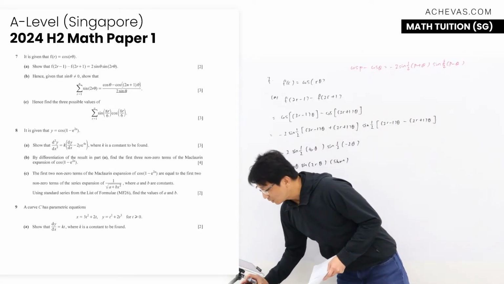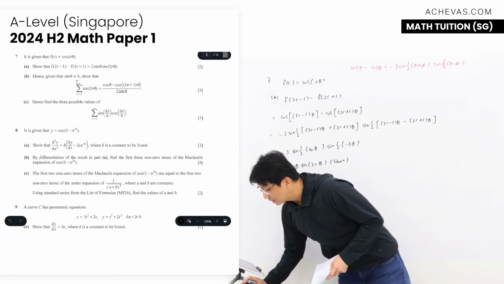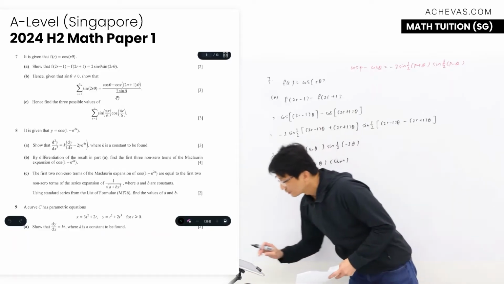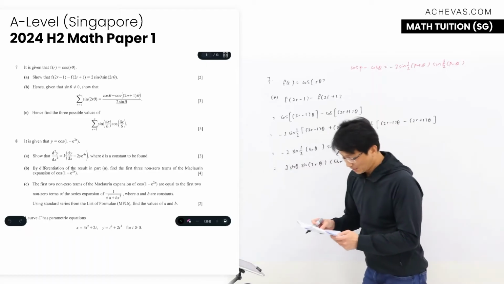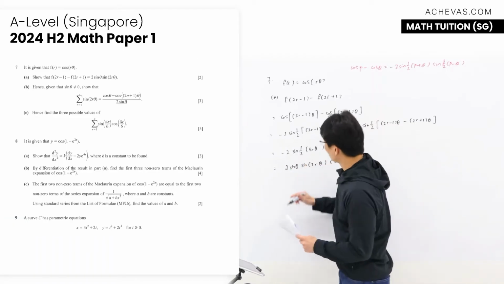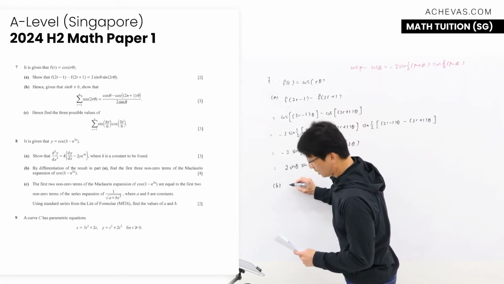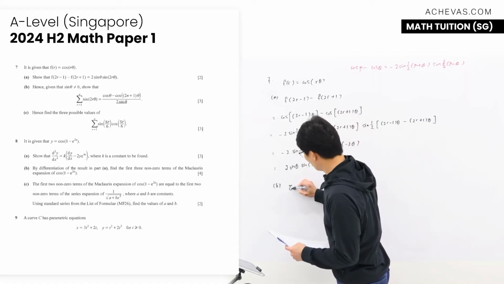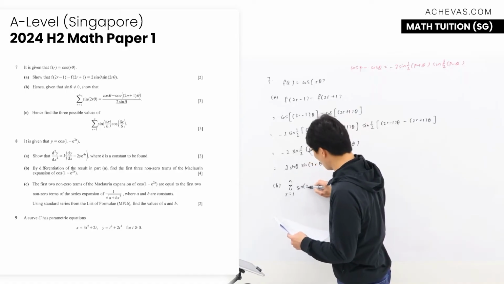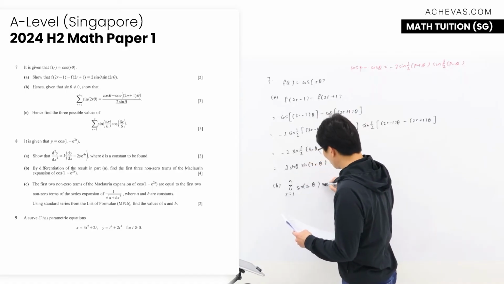For part B, we are given that sine theta is not equal to 0, and we are supposed to show this particular expression here. Alright, for part B, let me just write down here. We have a summation of r equal to 1 of sine 2r theta.